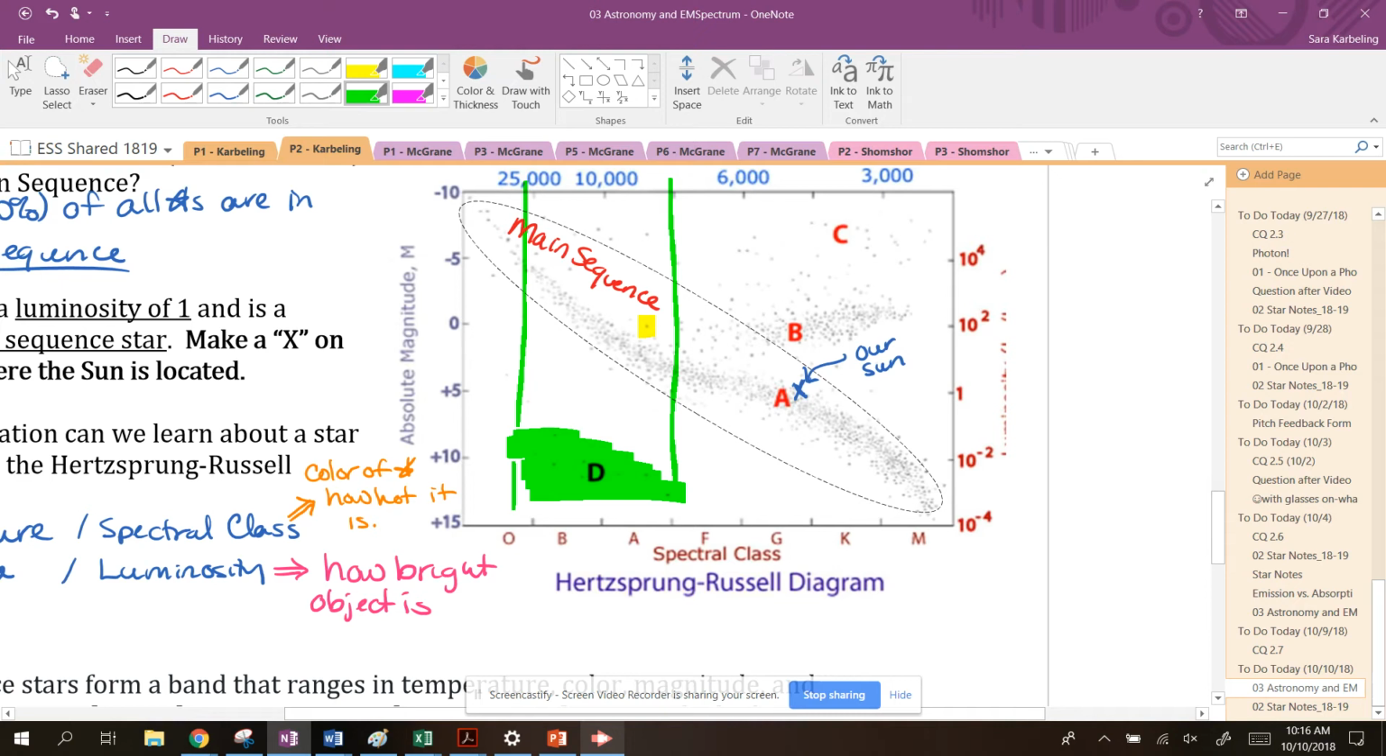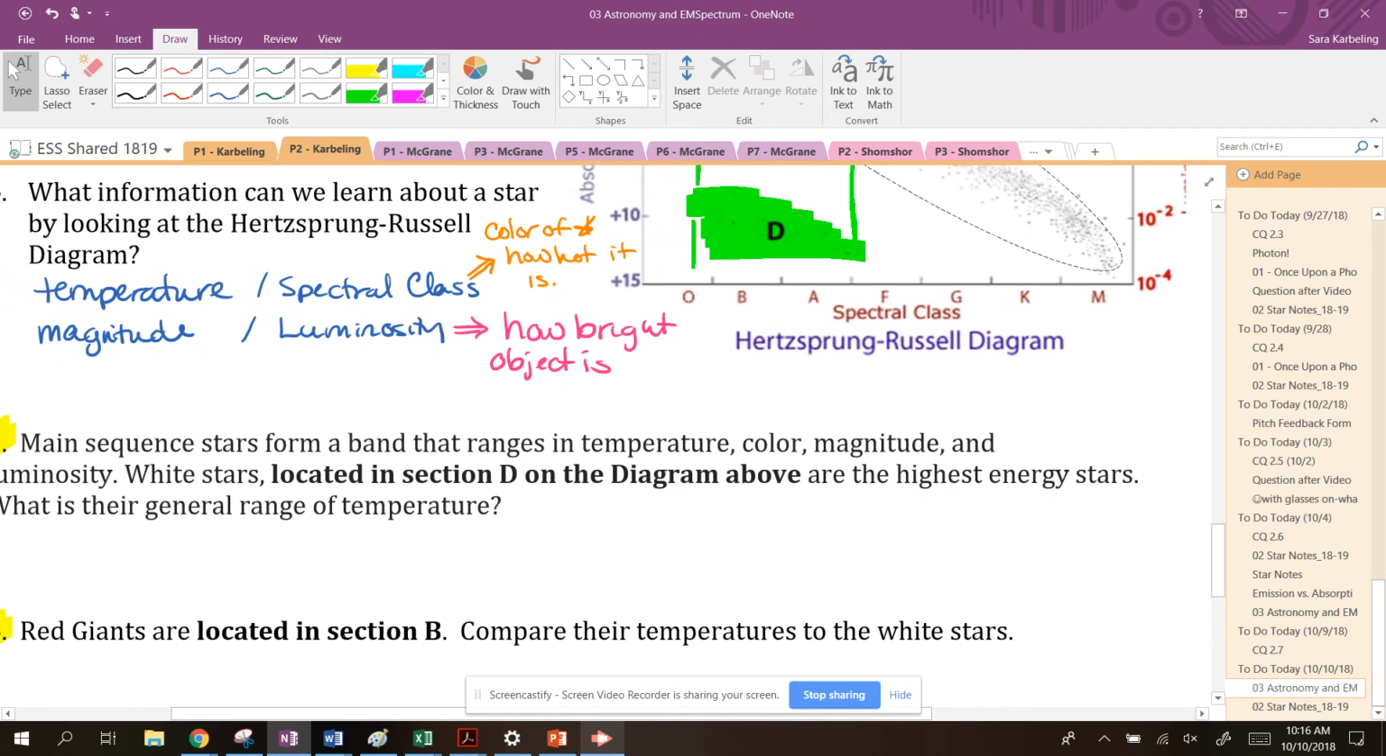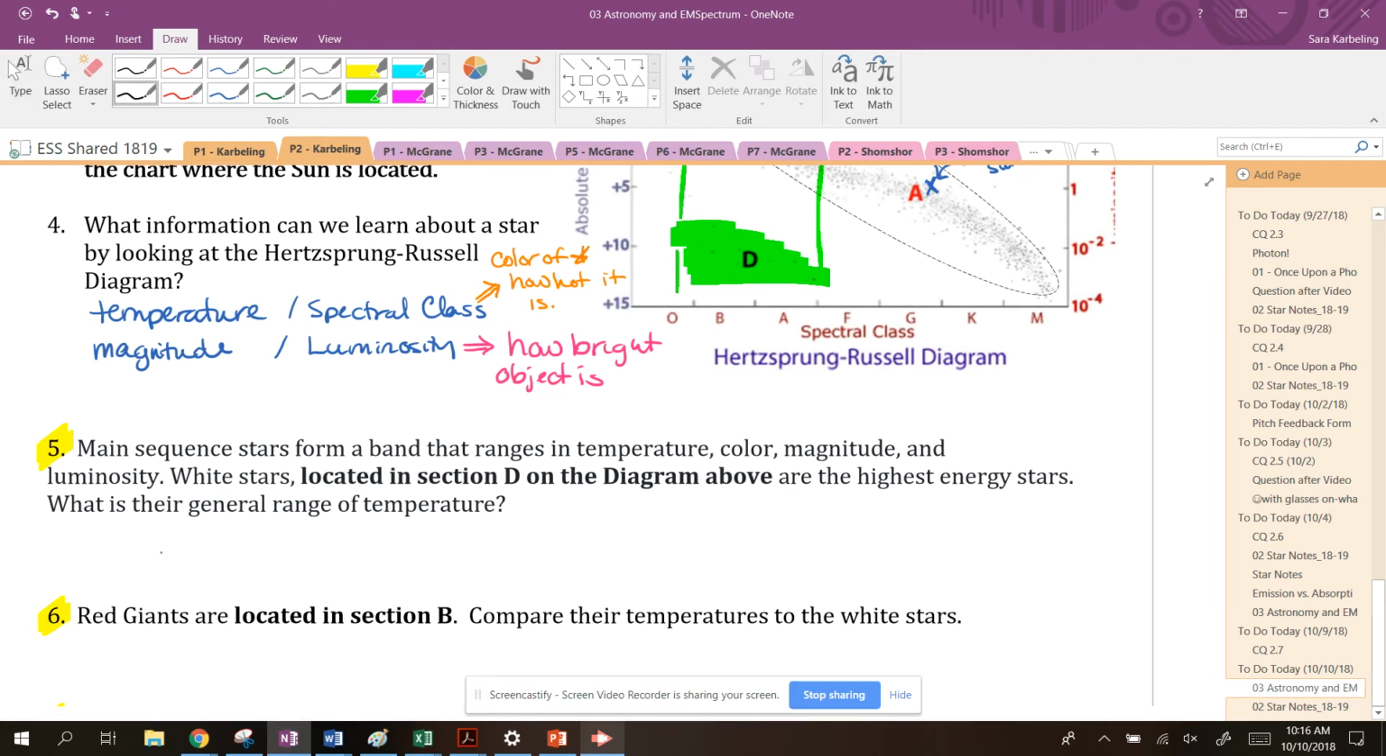So good for you. Are all of them exactly 10,000? No, they go a little bit higher and a little bit lower. Maybe 8,000-ish to 25,000-ish? Does that sound okay? 8,000-ish to 25,000-ish? Now here's a question.